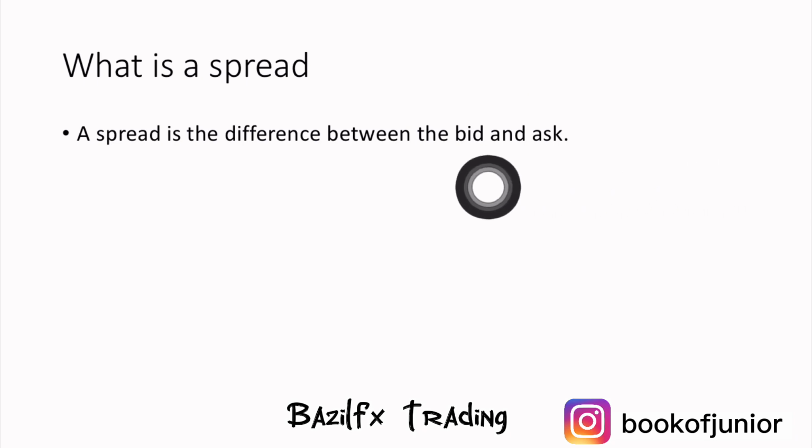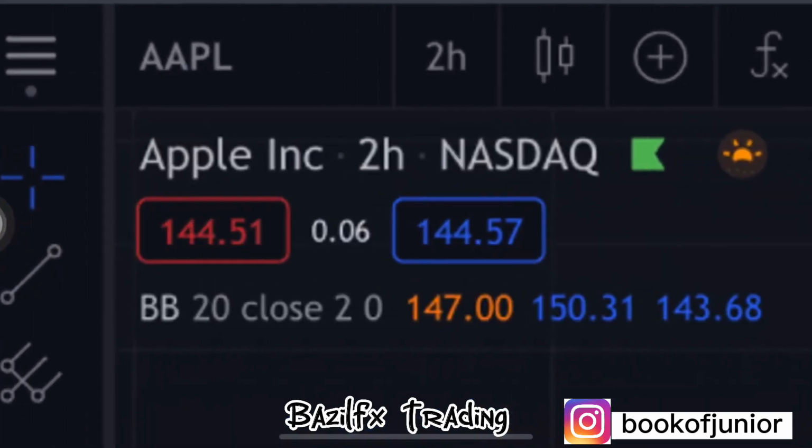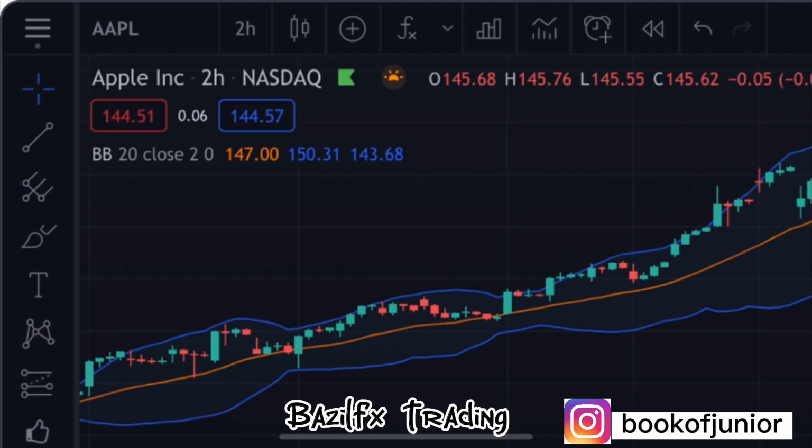So a spread is the difference between the bid and ask price. We shall come back to this graph here. You see they have told us it's a difference between the bid and ask price. Since this is the ask price and this is the bid, this number right here is the spread. So the bigger the spread, the more money the brokerage takes from you.